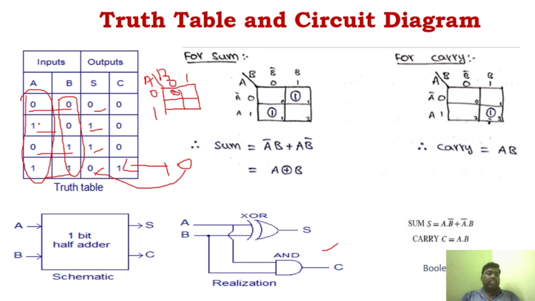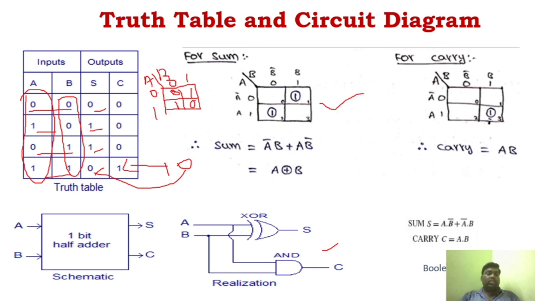And if A is 1 and B is 0, you'll get sum as 1, right? If A is 0 and B is 1, the output will be 1, correct? And if both are 1, then the output will be 0. So this is what we have done here, correct?